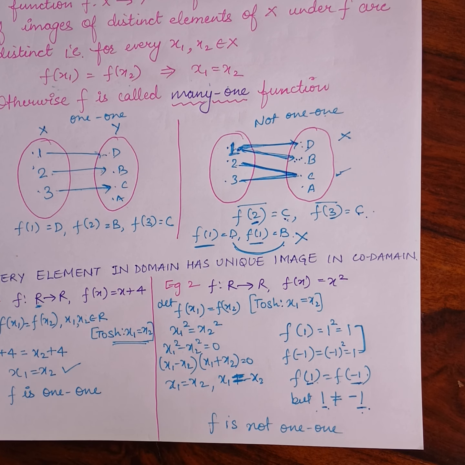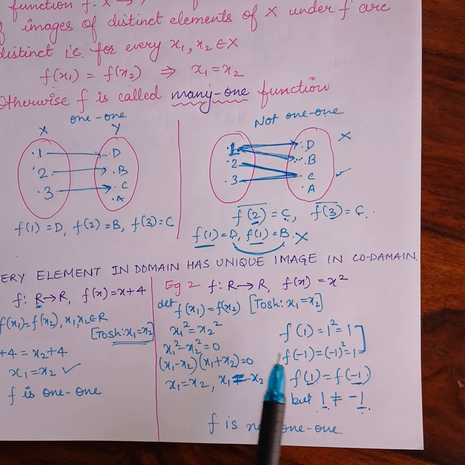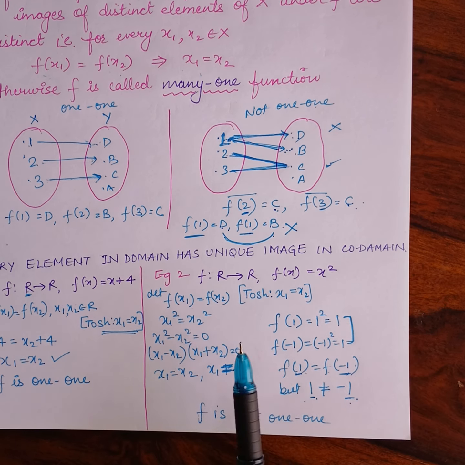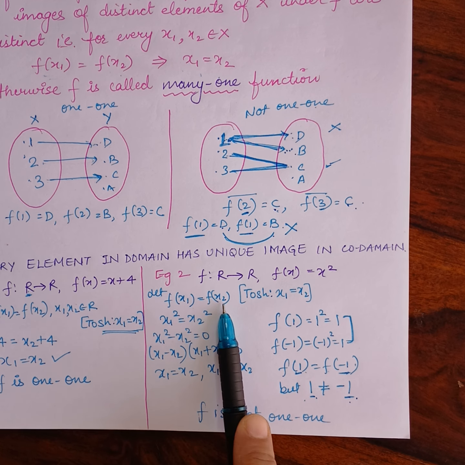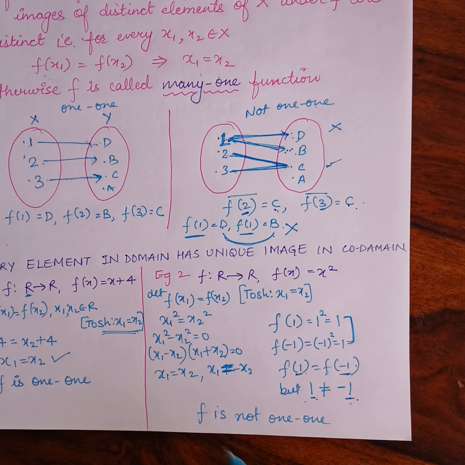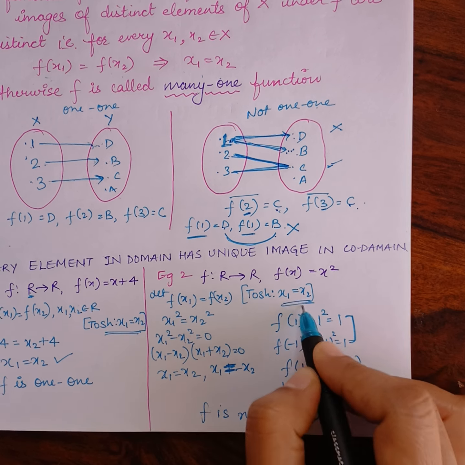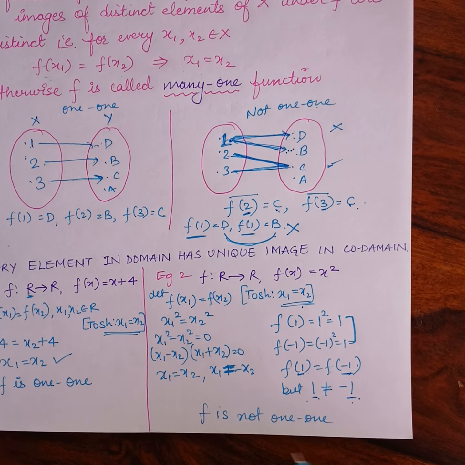So in each and every question, whenever we have to prove that a function is 1-1, we are going to do this only. We will consider f(x1) is equal to f(x2), then we will substitute the value, and if I am getting x1 is equal to x2, then it means the function is 1-1, otherwise not.